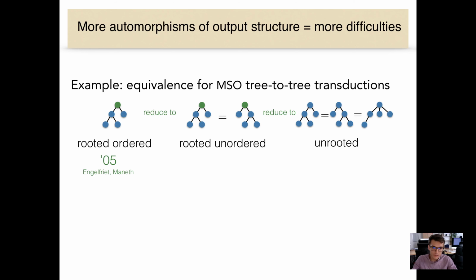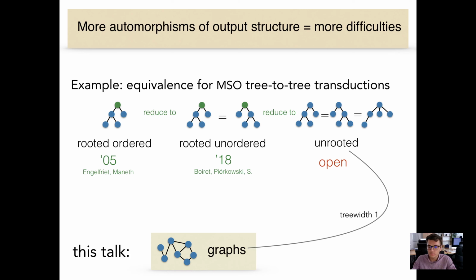And it is also reflected by the time when it was answered whether equivalence of those MSO transductions is decidable or not. For rooted ordered trees, in 2005, it was proven that equivalence is decidable. Equivalence is also decidable for tree-to-rooted-unordered-tree MSO transductions. However, it was proved just two years ago, 13 years later than the rooted ordered case. The unrooted case is still open. We do not know if equivalence is decidable or not. And in this talk, we will be trying to answer the question for graphs.